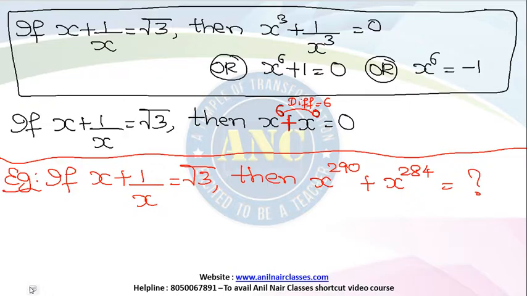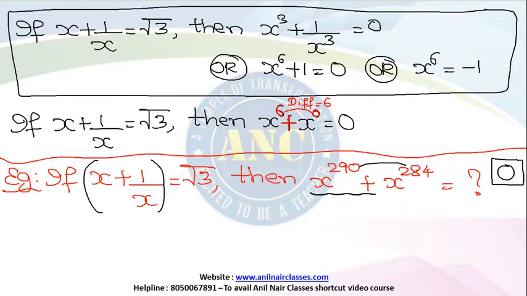I need to find this value. It is very easy to say for us as 0, because 290 and 284, the difference between the powers is 6, and because also that x plus 1 by x value is given in the question as root 3, the answer for this question is 0. Now you might ask, how is it so, sir? You are just concluding that if the difference is 6, the answer becomes 0. How is it so? Very simple, sir.